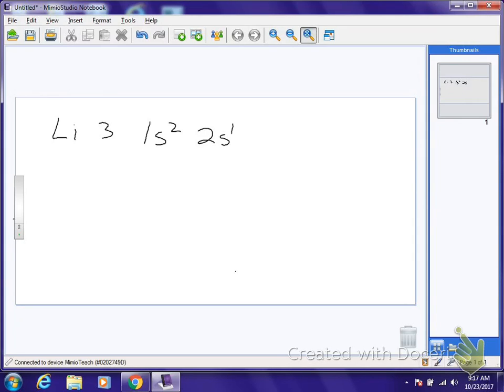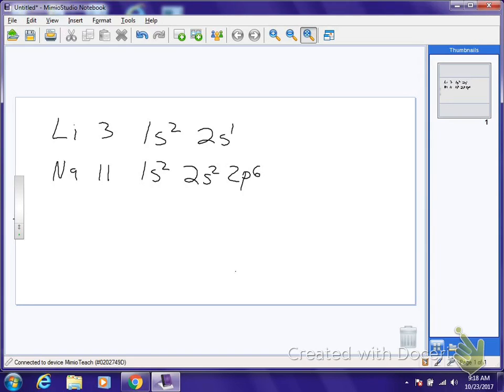The next one we're going to go to, that's letter B, would be sodium. So I'll put sodium here, Na, and sodium is element number 11. We start out 1s2. We fill the first level. We fill the second level.